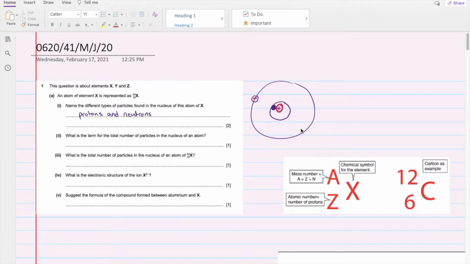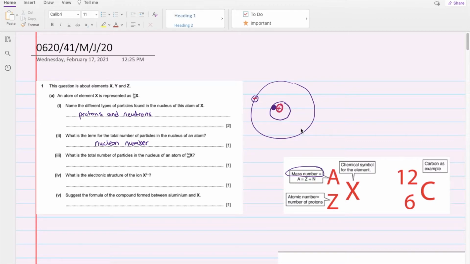Okay, so what is the term for the total number of particles in the nucleus of an atom? Now this is a term that you're supposed to memorize. There's really no understanding to it, but if you want to remember it, it's pretty easy. It's the nucleon number. So nucleon and nucleus, you can sort of relate them together. Another name for it is the mass number, but the marking scheme only mentions the nucleon number, so let's stick to that and try to get the 1 mark, right?